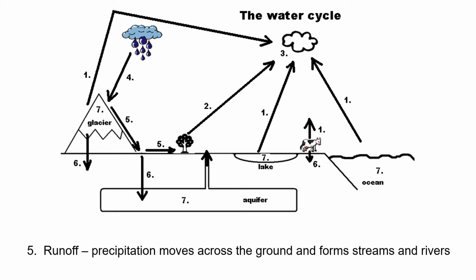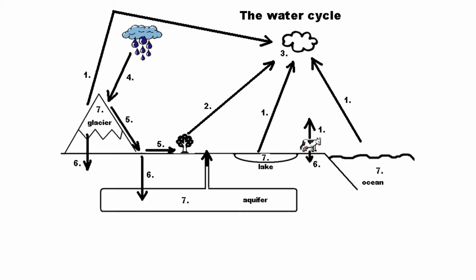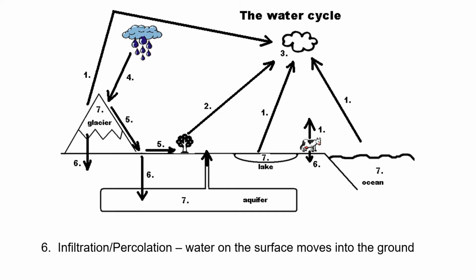Now, we're going to look at what water does once it hits the ground. The first thing that water can do is become what's called runoff. This is water that, when it hits the ground, moves across the surface. Think like a river or a stream. On the other hand, some of the water that comes back down to the ground actually goes into the ground. We call that infiltration or percolation. And those are the two new processes that we're going to look at now.